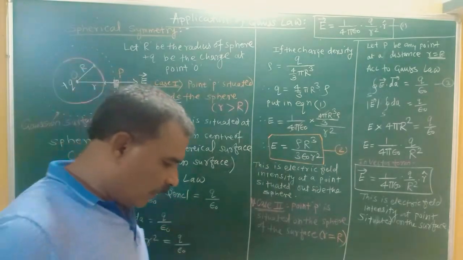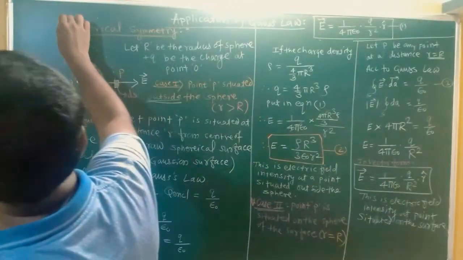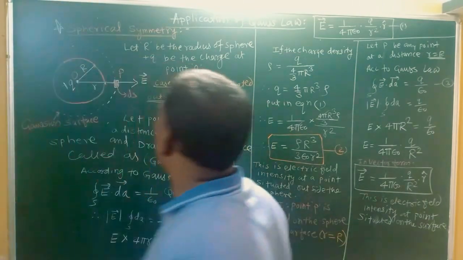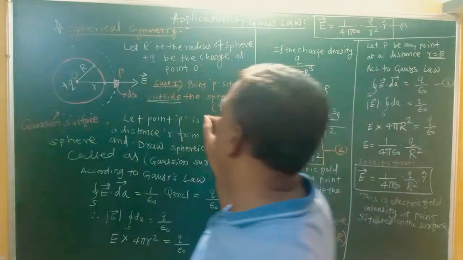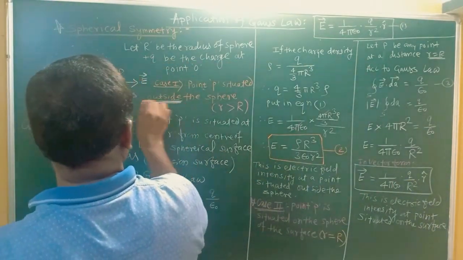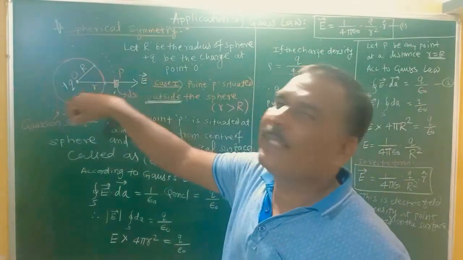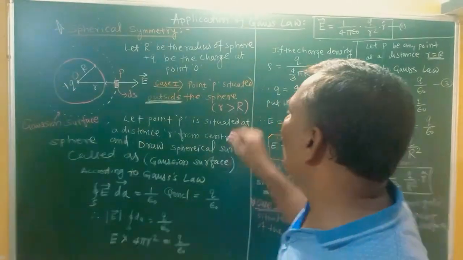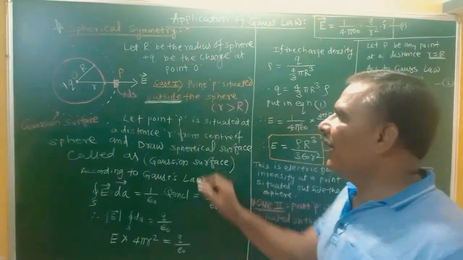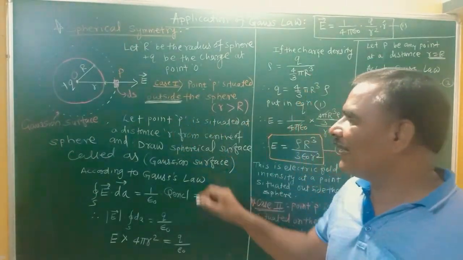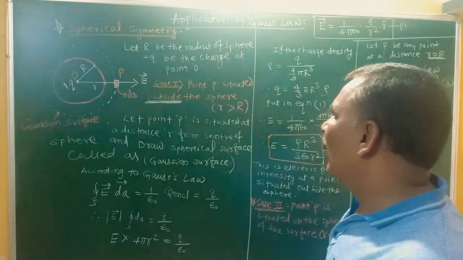That is, first one is what? Spherical symmetry. And for the spherical symmetry, we have 3 cases. The first case we have to study, that is, point P is situated outside the spherical surface. So small r is greater than capital R. And let the point P be situated at a distance small r from the origin of the charge.